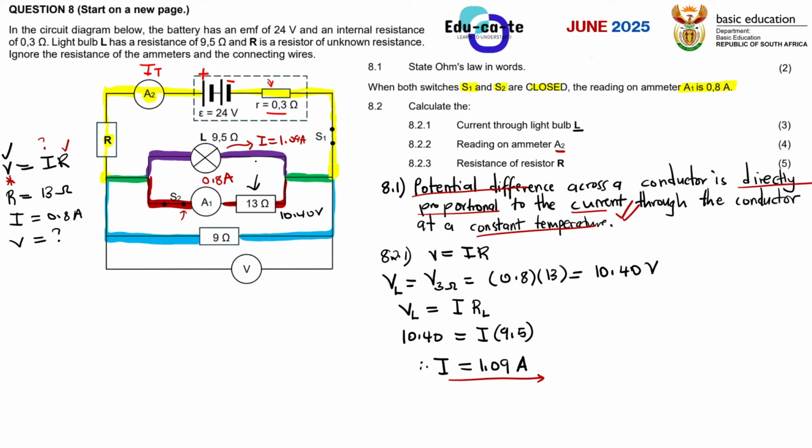But what do we know here? We definitely know that the current through the light bulb is 1.09 amperes, which is something that we have calculated in 8.2.1. The current through the 13 ohms resistor was given in the statement, that is 0.8 amperes. So basically if we add the current through the light bulb and the current through the 13 ohms resistor, it's going to give us this green current, the one that is split. Because remember that the green current is split into, some of it went to the light bulb, which is 1.09 amperes, and some of it went to the 13 ohms resistor, which is 0.8 amperes.